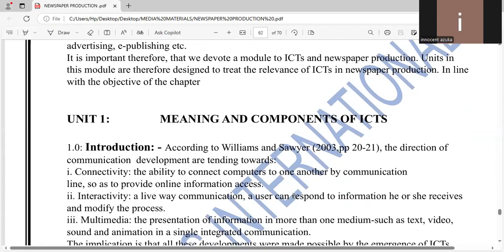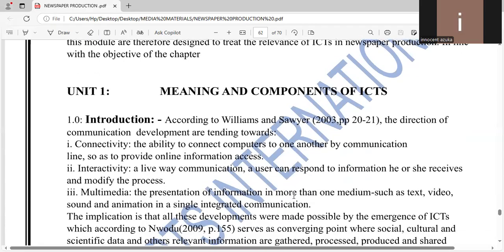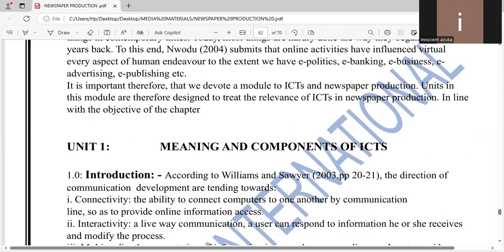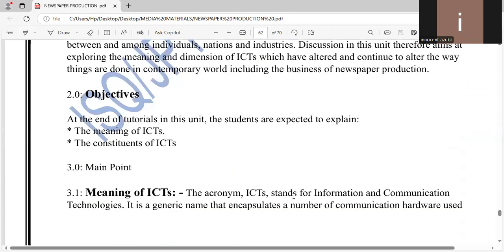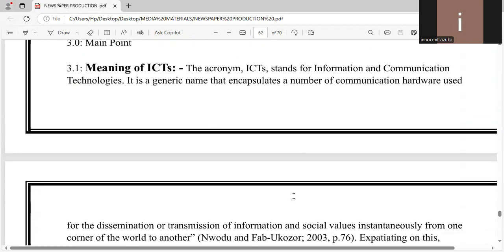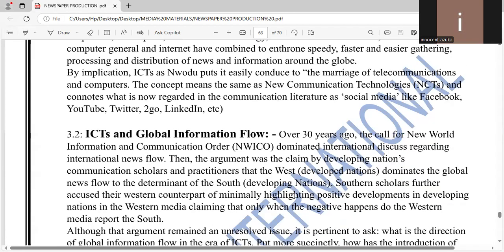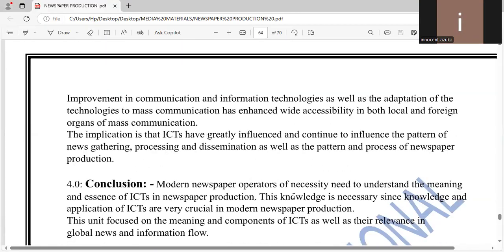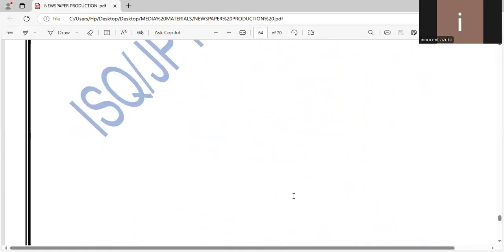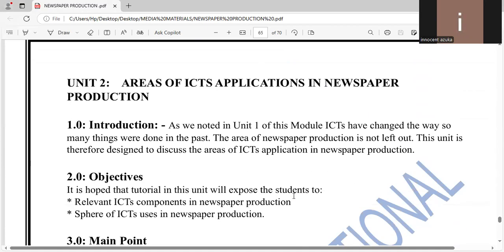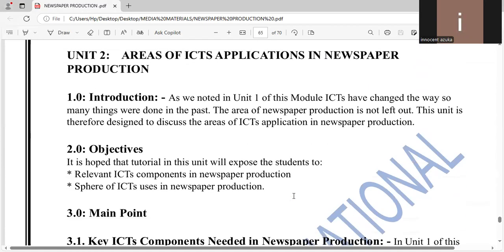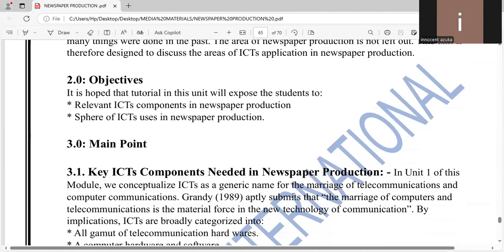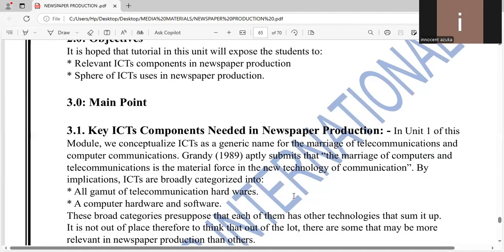So in the area of ICT, that is distribution. So that is how it goes. We stop at newspaper production and newspaper distribution. If there is anything that needs to be known, you have to consider the area of ICT in newspaper production.